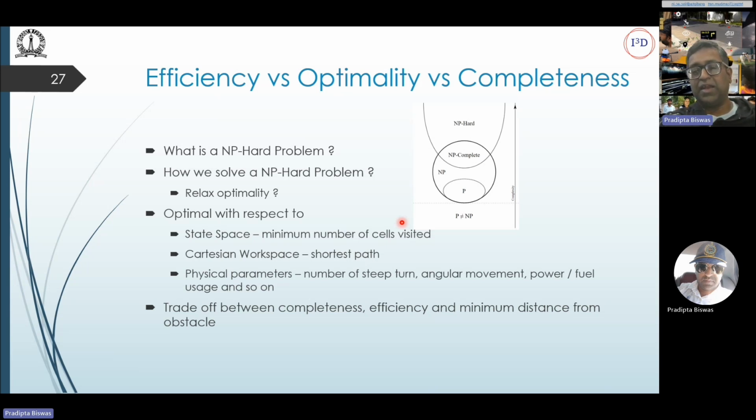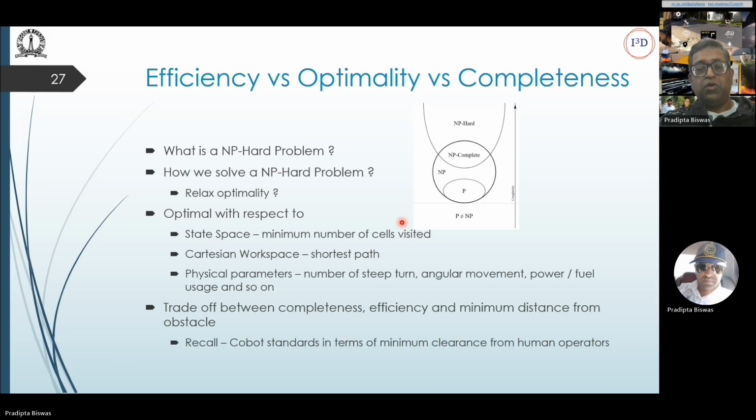And always in these algorithms, we discuss this trade-off between completeness, efficiency, and minimum distance, where we relax one criterion to satisfy another. We already discussed the cobot standards, where we are not only interested in the shortest path, but also in keeping a minimum separation distance from the human operator. And as we saw in the skeletonization or the potential field, we try to do the same, keeping a minimum separation distance from the obstacles by trading off the path length or the optimality in terms of the total distance traveled maybe.